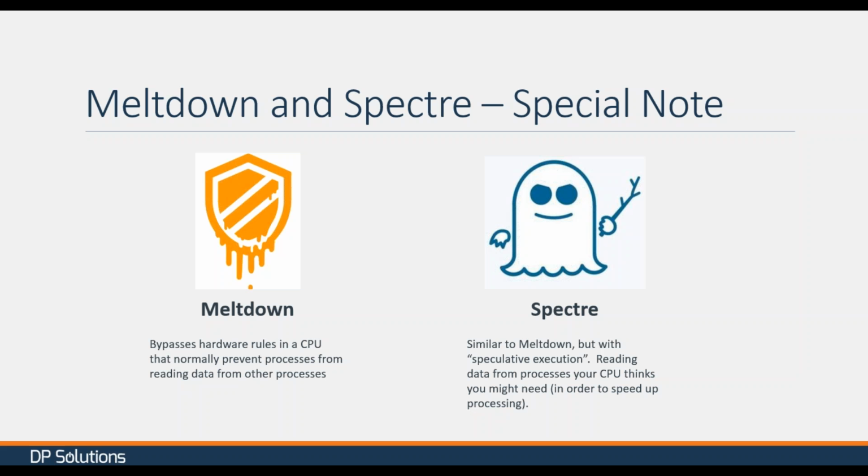So anyway, what's Meltdown? Meltdown bypasses hardware rules in the CPU that normally prevent processes from reading data from other processes. Every instruction and process that happens in the CPU is segmented and segregated, so that, for example, when you're putting in a password into one part and it's being held in one part of memory, an unrelated part of what the computer's doing at any given time, because computers do so many things at once, is not reading that. Meltdown allows somebody to go around those hardware rules.